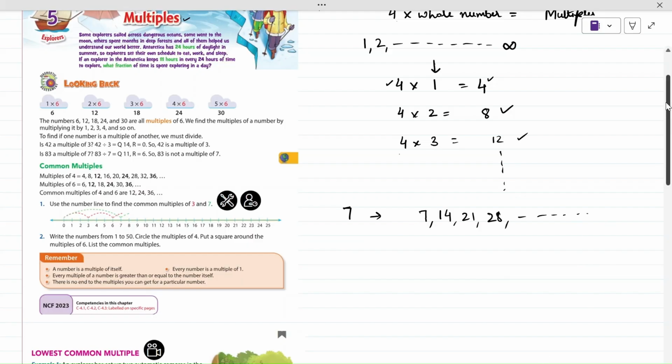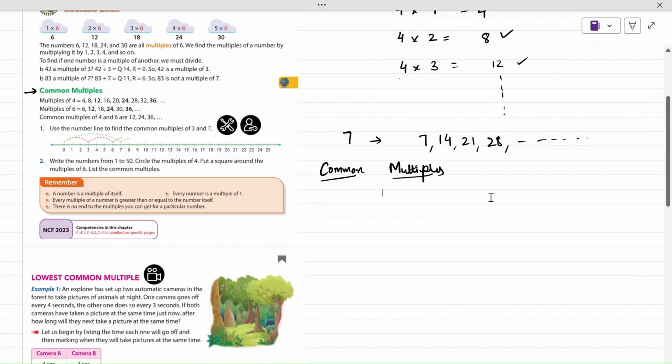Now let's move further in this chapter to understand the next concept, which is called common multiples. So I'm writing here: common multiples. Kids, what are common multiples? In order to find the common multiples of two or more given numbers, first of all we have to find their multiples. Here we have to find the common multiples of 4 and 6.